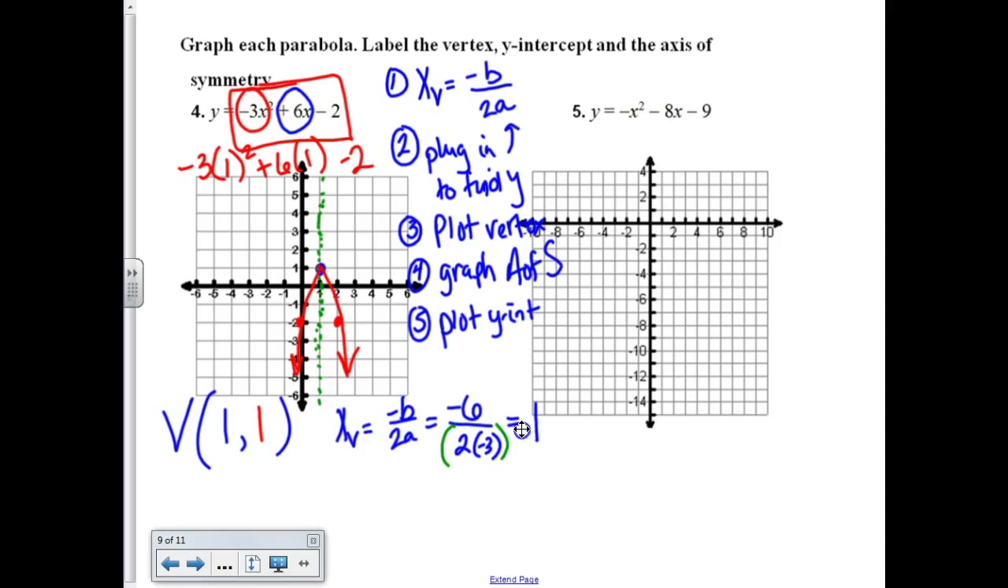If you have a graphing calculator at home and you would prefer to do your homework by using the table like we showed yesterday, you can, but I actually think it's quicker to do it this way, so it's up to you. All right, let's try another one.